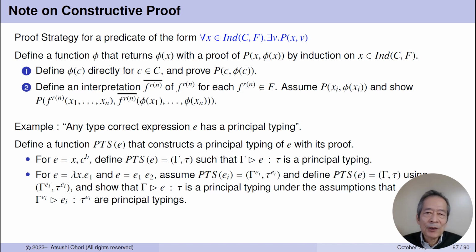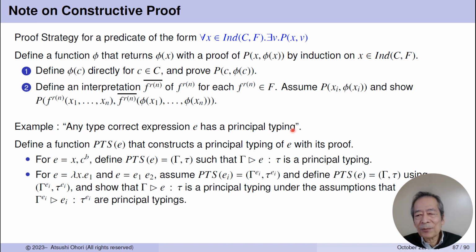Here is some supplemental comment. The first one is on constructive proof. Constructive means that there is some property that we want, and we want some value satisfying that certain property. This is often the case in computer science and programming languages. A typical statement looks like this one. This is abstract notation. Well, let's look at an example. Any type-correct expression E has a principal typing.